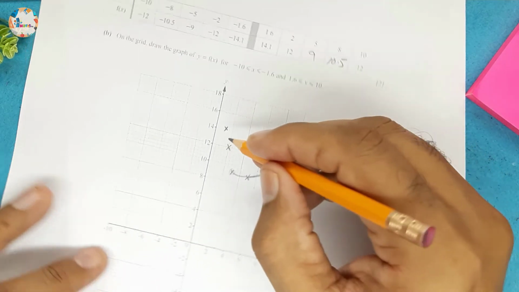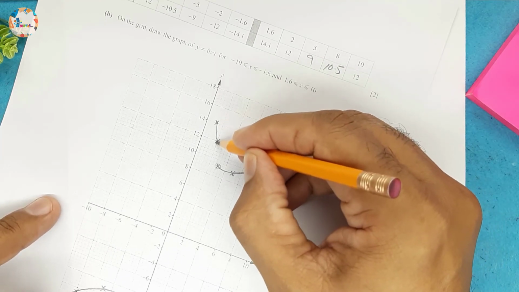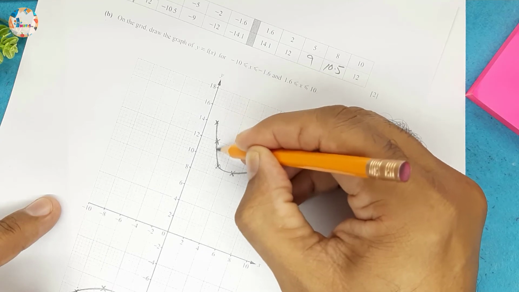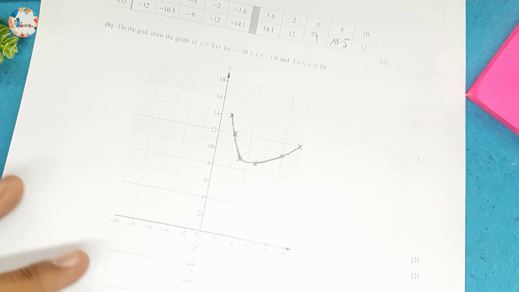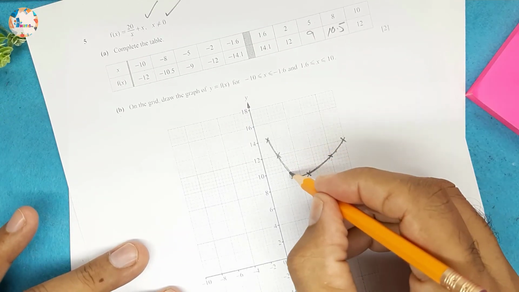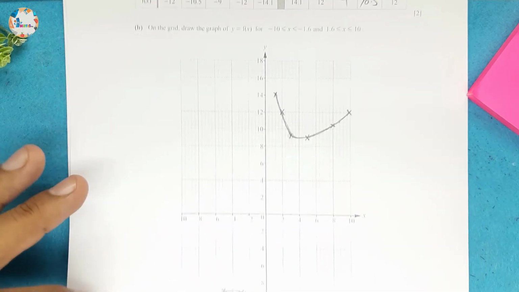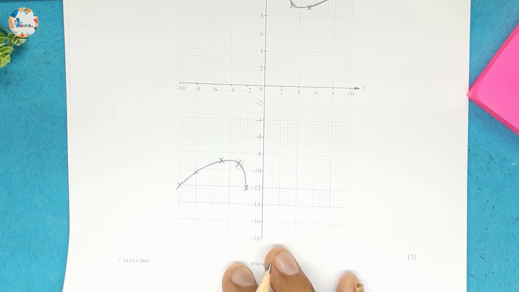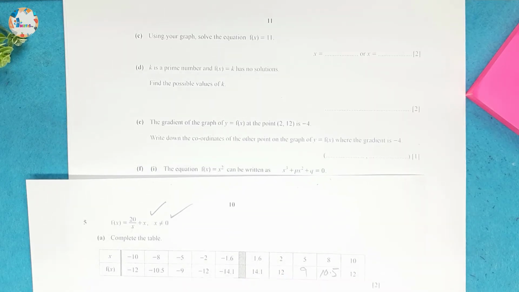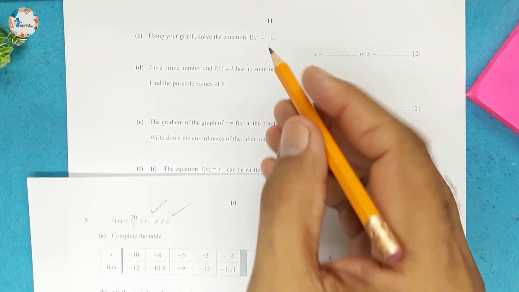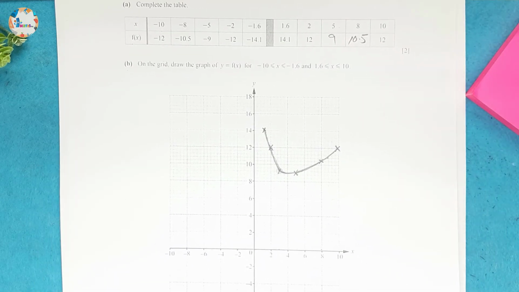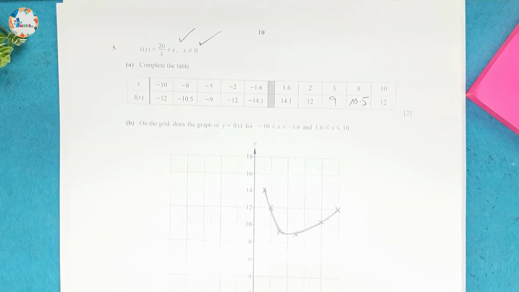So now, this is also almost the smoother curve which we have drawn. So these are done, both portions are done. Now they are saying, using your graph solve the equation f of x is equal to 11. So we will take f of x, basically y is equal to 11.